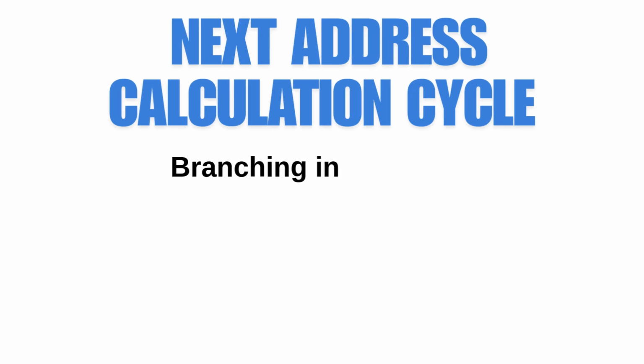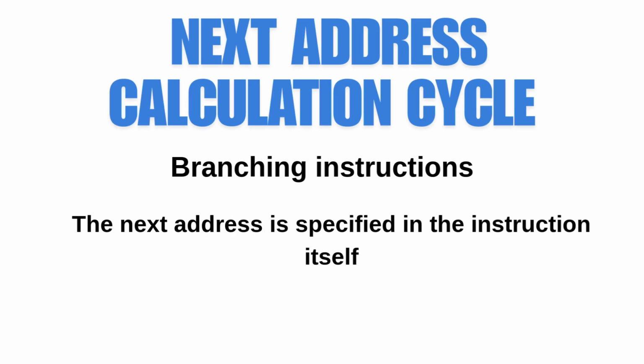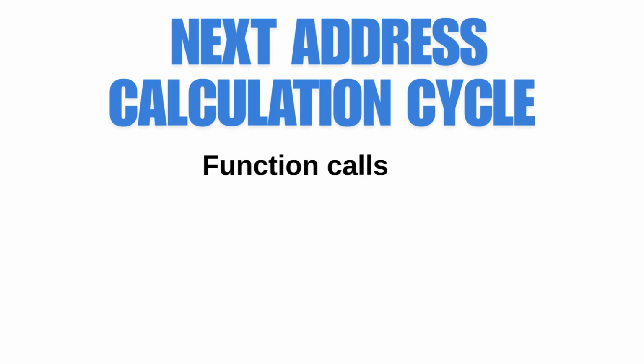Branching instructions. If the current instruction is a control flow instruction, like a jump or branch, the instruction will specify the next address. For example, a jump instruction might contain a target address to which control should be transferred, altering the normal sequential flow. Function calls and returns. In function calls, the next address is set to the address of the function being called, while after a return instruction, it points back to the instruction following the call.